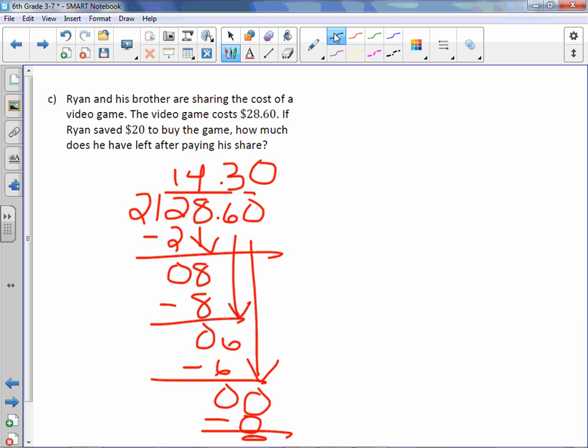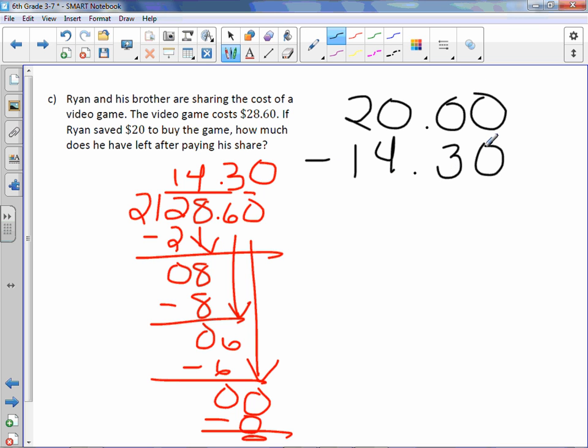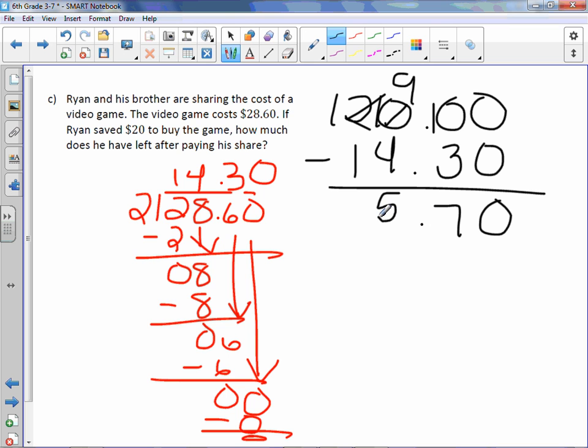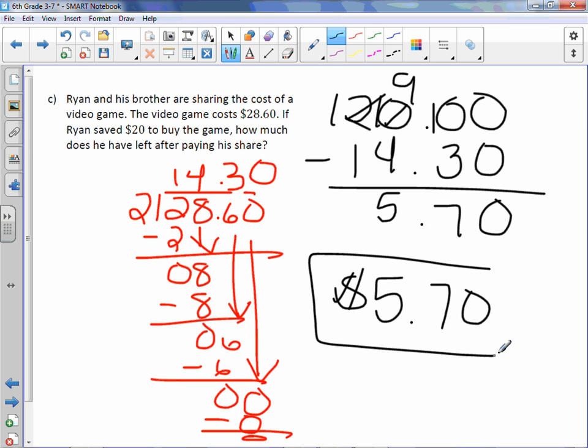But he paid $20. To figure out his change, I'm going to take the $20 and subtract $14.30. Got to do some borrowing here. His change is $5.70.